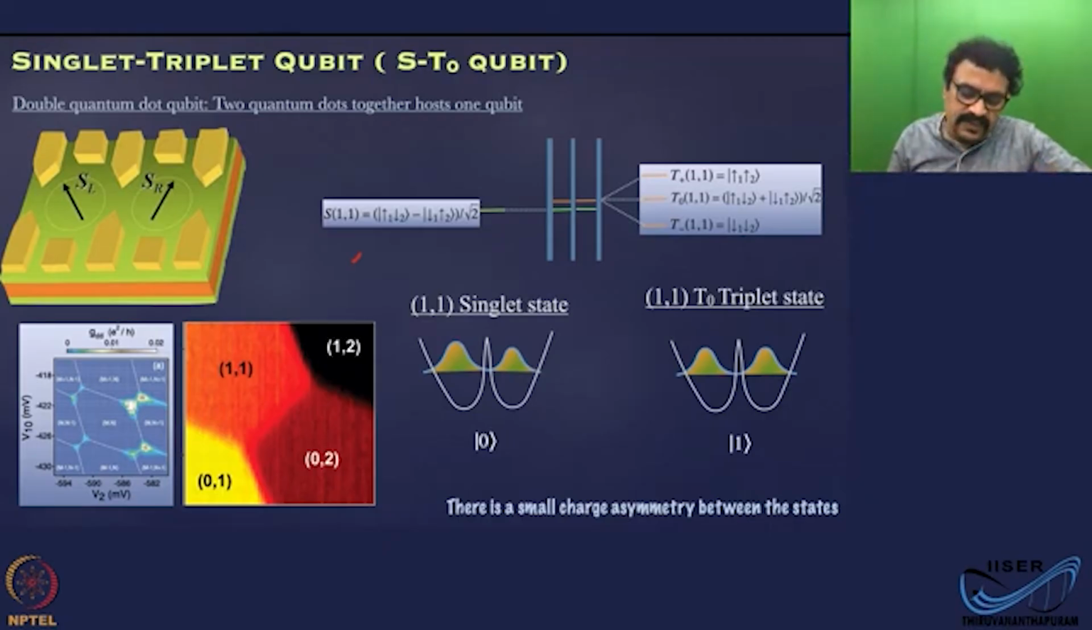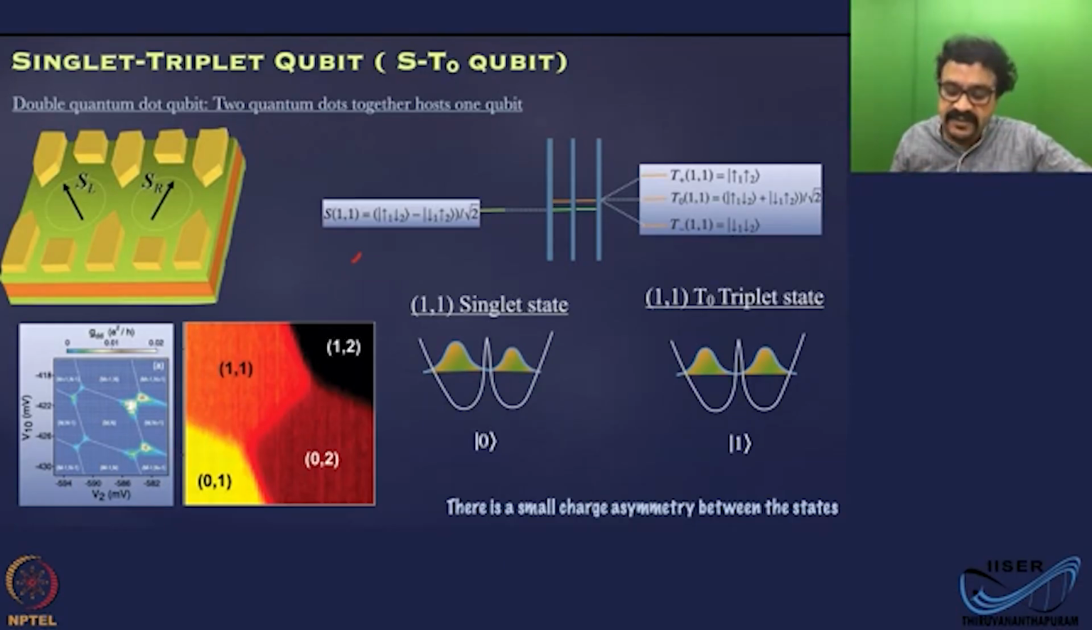Now, if you look at the stability diagram, remember this is not a single dot, now it's a double dot. It's two dots giving you 1 qubit. In the previous case, in the LD qubit case, what you had is 1 dot giving you 1 qubit. Now 2 dots are giving you 1 qubit state.